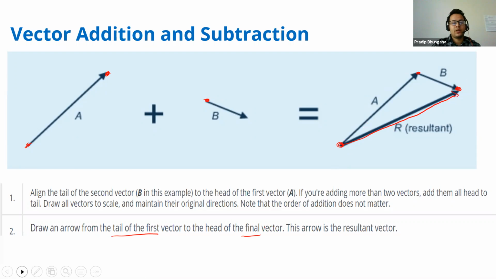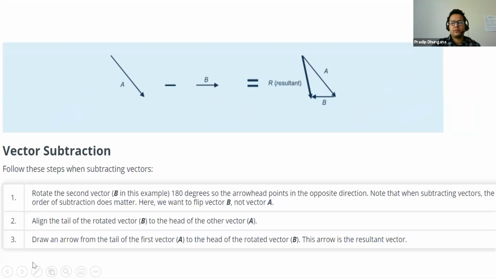Now let's go to the next slide. Now let's talk a little bit about vector subtraction. Let me get my pen again here. Okay. So this time we do have 2 vectors, A and B.